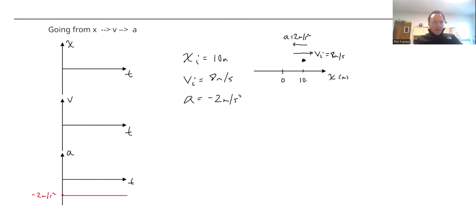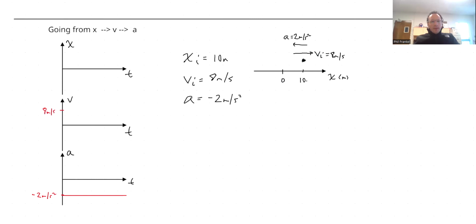The velocity graph is not much more difficult to construct. The initial velocity is positive 8 meters per second. And I know the velocity is going to go to 0 as the object slows down, and the velocity is going to become increasingly negative as the object shoots off to the right.